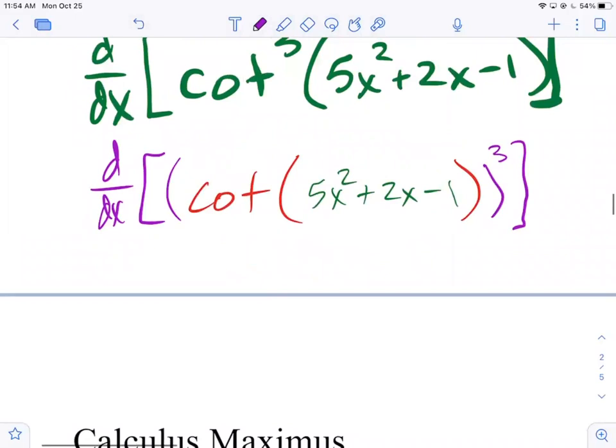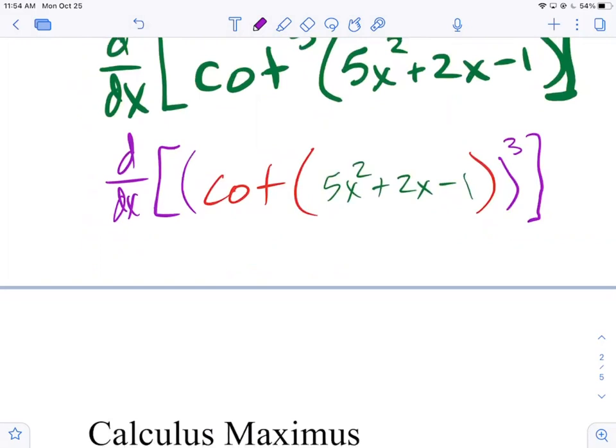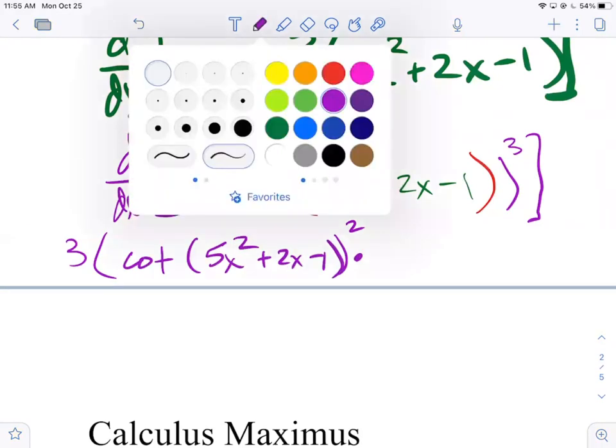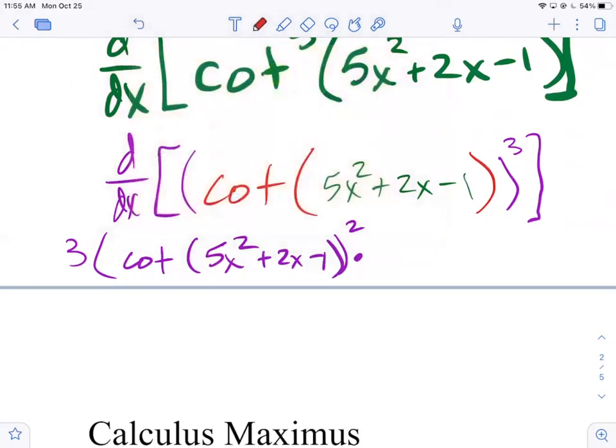So we have blob cubed, right? Blob cubed is the outer layer. So when I take the derivative, the d/dx goes away. So it's going to be 3 blobs squared. That's the power rule, right? 3 blobs squared. And what goes inside? Well, everything else, because we only do one layer at a time. Times, that's the other link in the chain now, times the red layer.